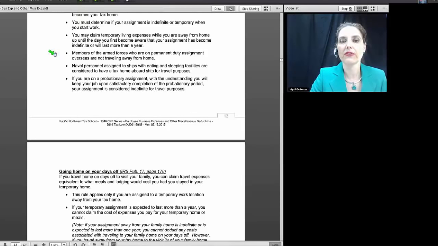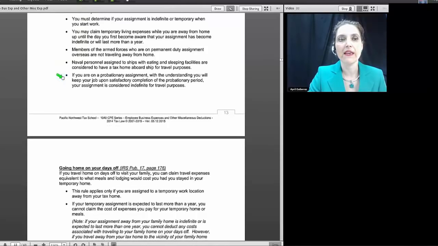Members of the armed forces who are on permanent duty assignment overseas are not traveling away from home, and naval personnel assigned to ships with eating and sleeping facilities are considered to have a tax home aboard ship for travel purposes. If you are on a probationary assignment with the understanding that you will keep your job upon satisfactory completion of the probationary period, then your assignment is considered to be indefinite for travel purposes.